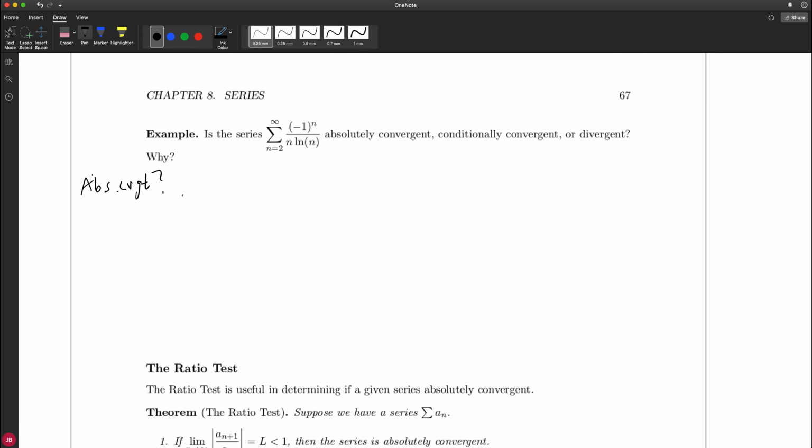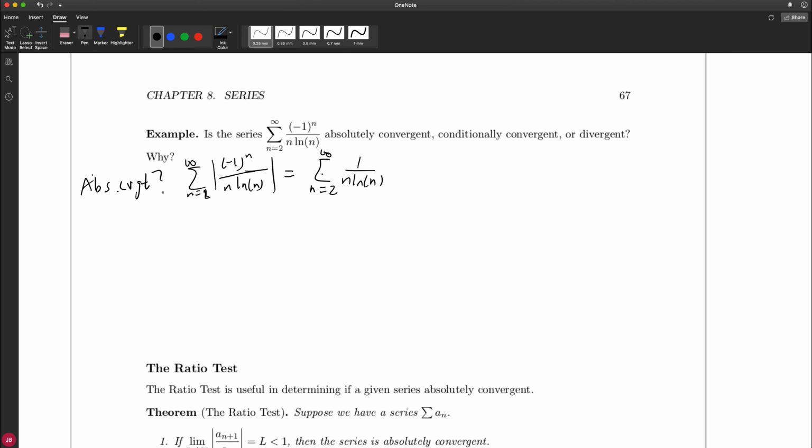So we take the sum n equals 2 to infinity of the absolute value of minus 1 to the n over n ln of n. Well, the absolute value kills the alternating part. Since n is greater than or equal to 2, n times ln of n is always positive, so this is just 1 over n ln n, and the sum of that, right?